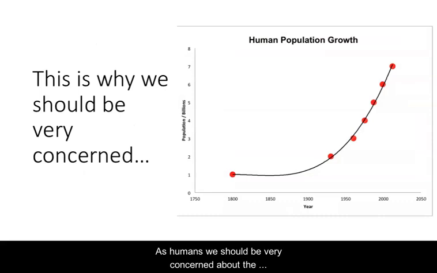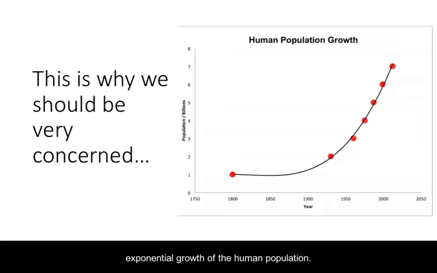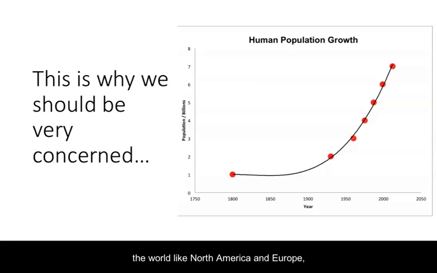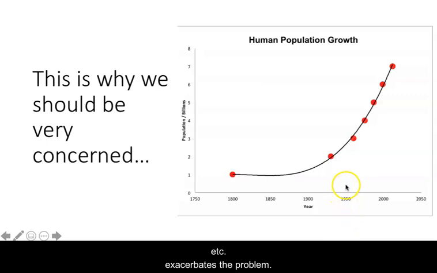As humans, we should be very concerned about the exponential growth of the human population. Not only are we outstripping our resources, we are using excessive amounts of resources in the developed world. So although this growth might be sustainable longer if everyone lived with less, the excessive use of resources by some parts of the world, like North America and Europe, exacerbates the problem. And you can see that in 1950, our growth curve hit the steep part of the curve, and it has been increasing ever since, and now is in excess of 7 billion.